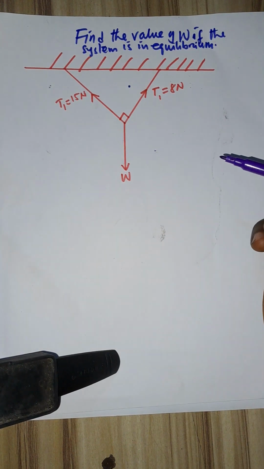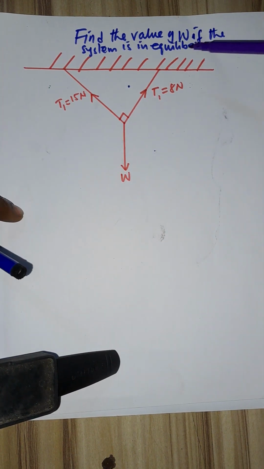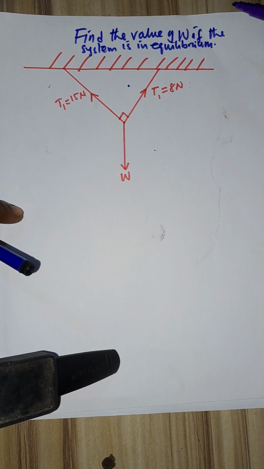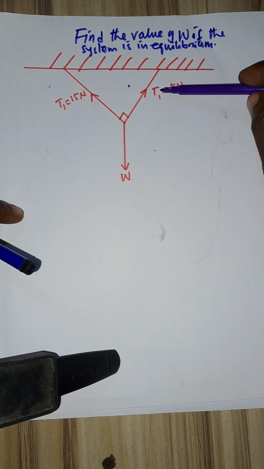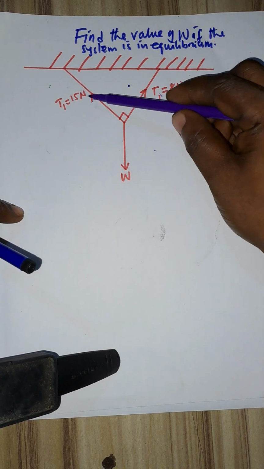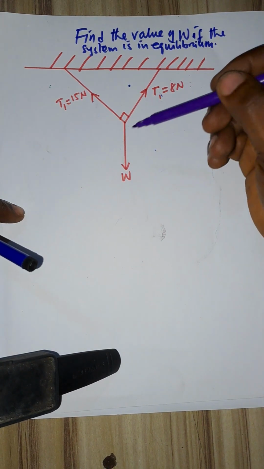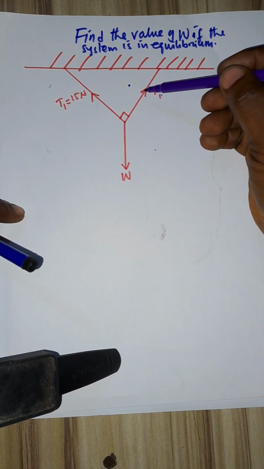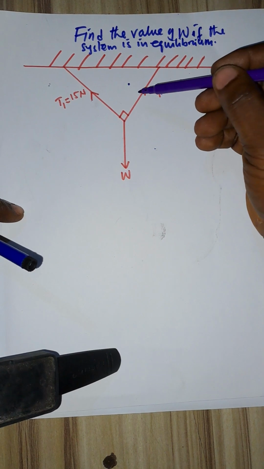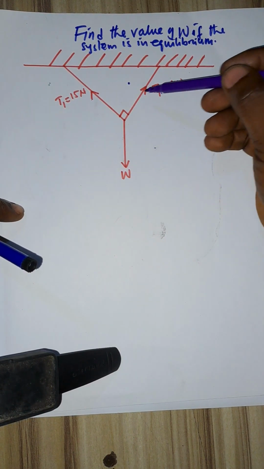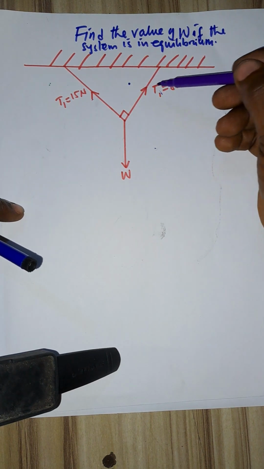Let's solve this problem. I can find the value of W if the system is in equilibrium. Now, what you have to know is that since the system is in equilibrium, T1 and T2, the tensions, are in equilibrium. What it means is that the magnitude of their resultant is the same as this weight W, because it balances the two tensions.